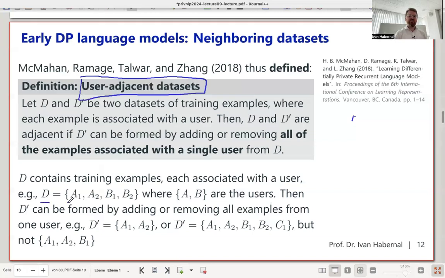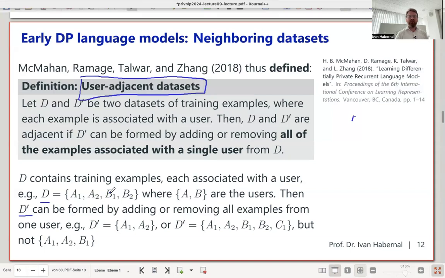So we have a data set of four training examples. This could be a sentence, for example: A1, A2, B1, B2, where A and B are the users. So A1 and A2 belong to user A, Alice's messages, and B1, B2 are Bob's messages. Makes sense? Good. So this is the data set, and we know which example belongs to which person. Then D prime can be formed by adding or removing all examples from one user.